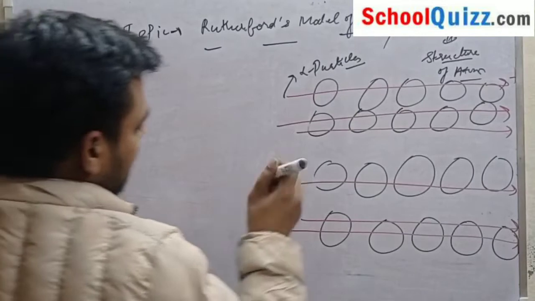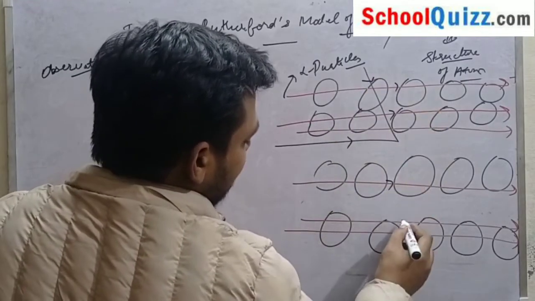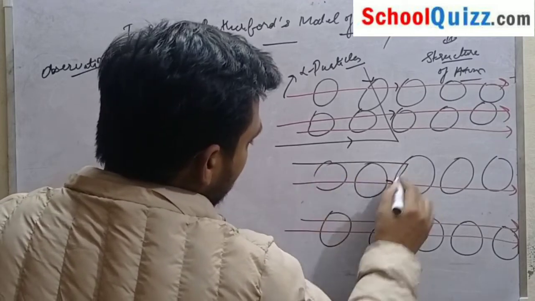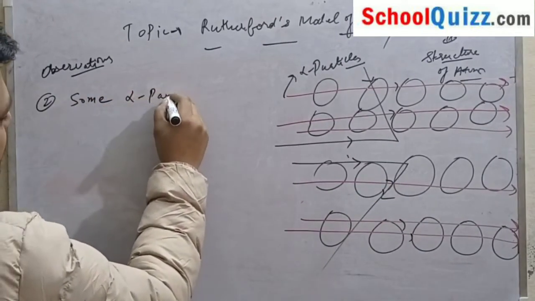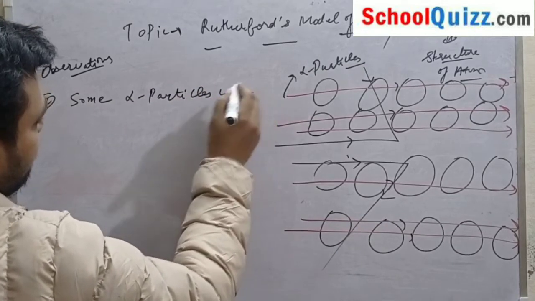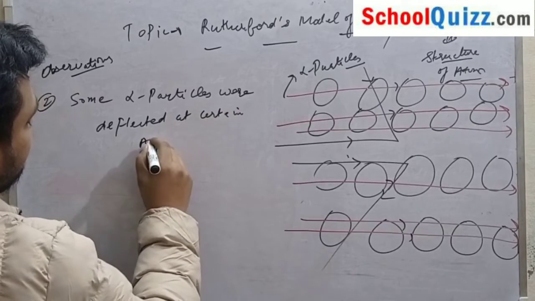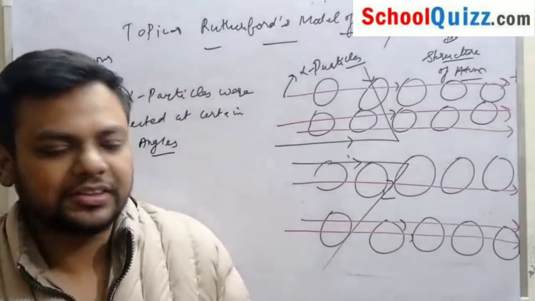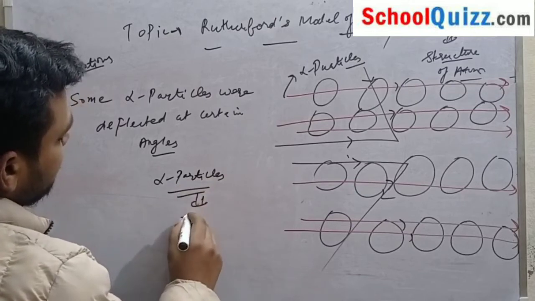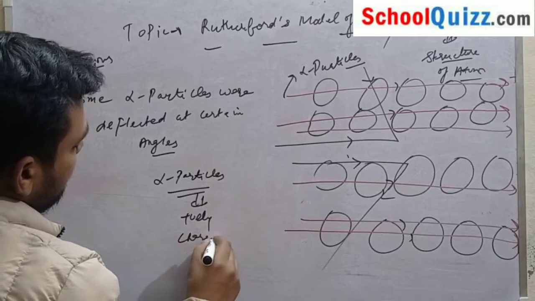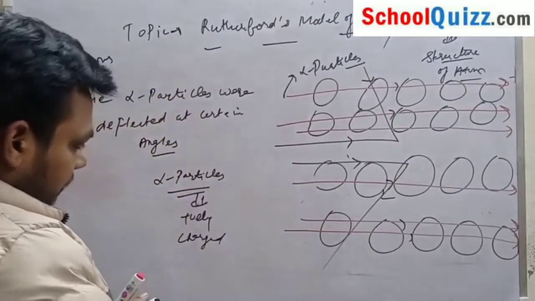some alpha particles were deflected at certain angles. As we know, alpha particles are positively charged, and as we see, they are deflected. So something should be present here.